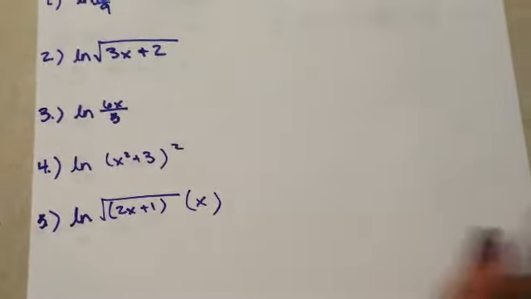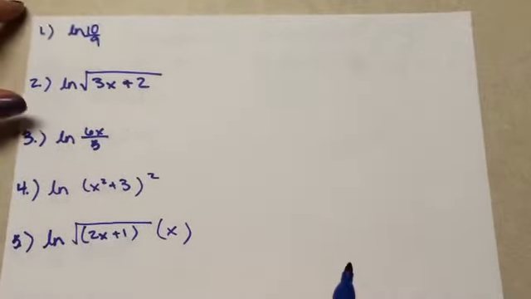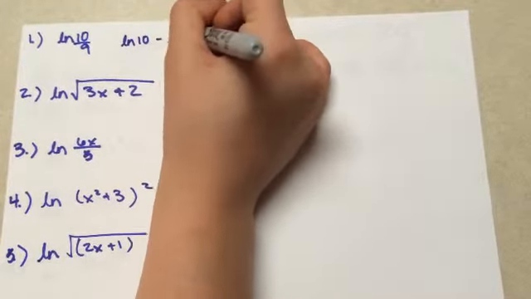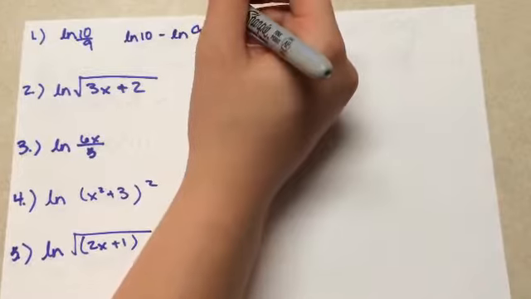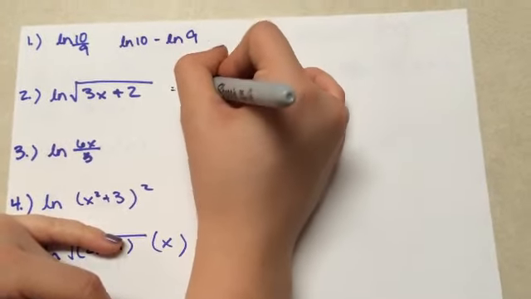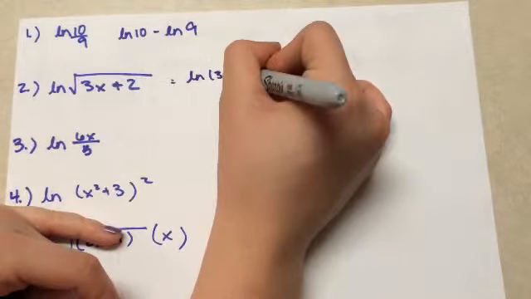Okay, so when we're working these out, when we have the natural log of 10 divided by 9, this is just natural log of 10 minus the natural log of 9, and that's just from our properties. When we have the natural log of the square root of 3x plus 2, this is basically the natural log of 3x plus 2 to the 1/2. And we know that we can bring that 1/2 down. So this is going to end up being 1/2 natural log of 3x plus 2, which might not seem so simple, but it will end up being a lot simpler when we start taking the derivatives.